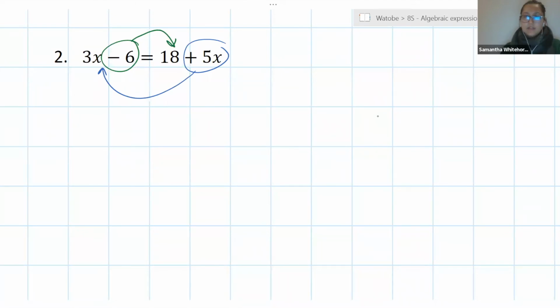Right, remember those inverse operations. Remember, we're solving for just x, so I don't want a coefficient next to it. And remember that if you are moving things over your equal sign, we need to be using those inverse operations. So remember to do the opposite of what it originally was telling you to do.